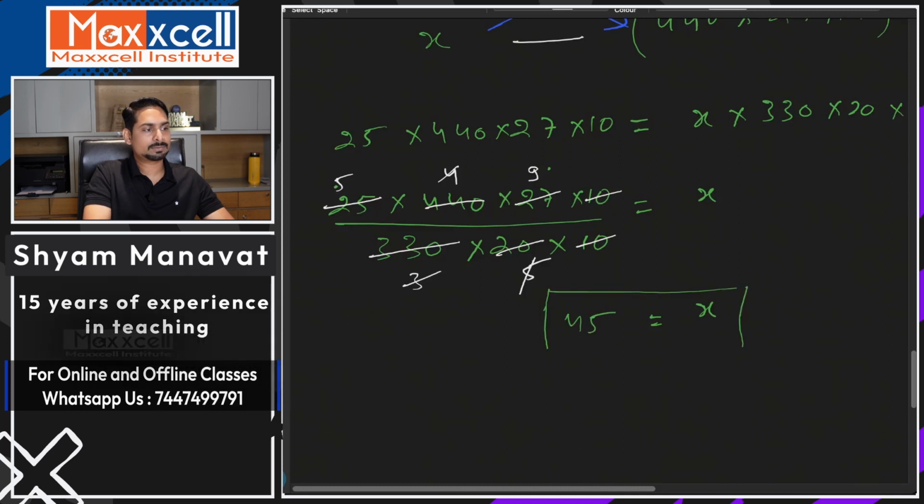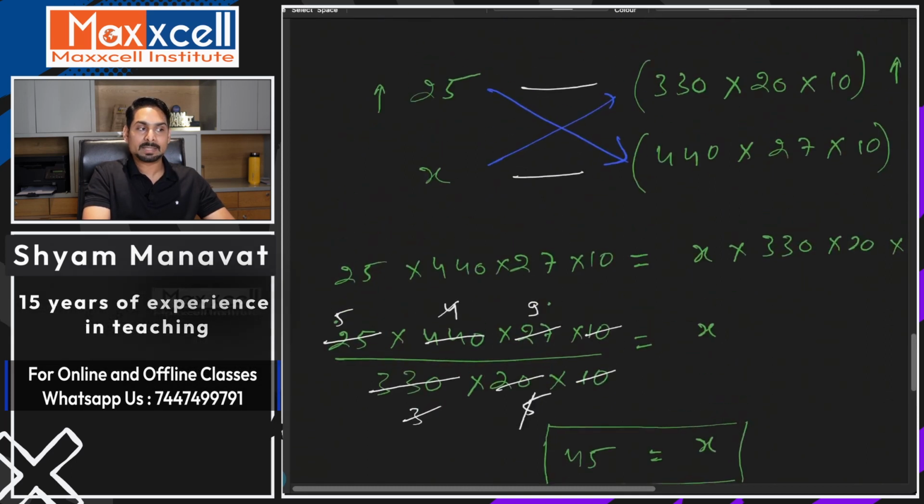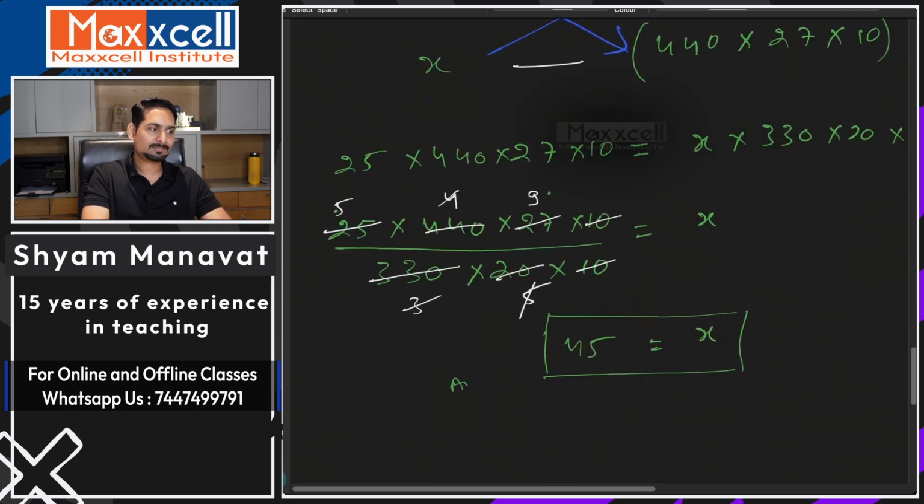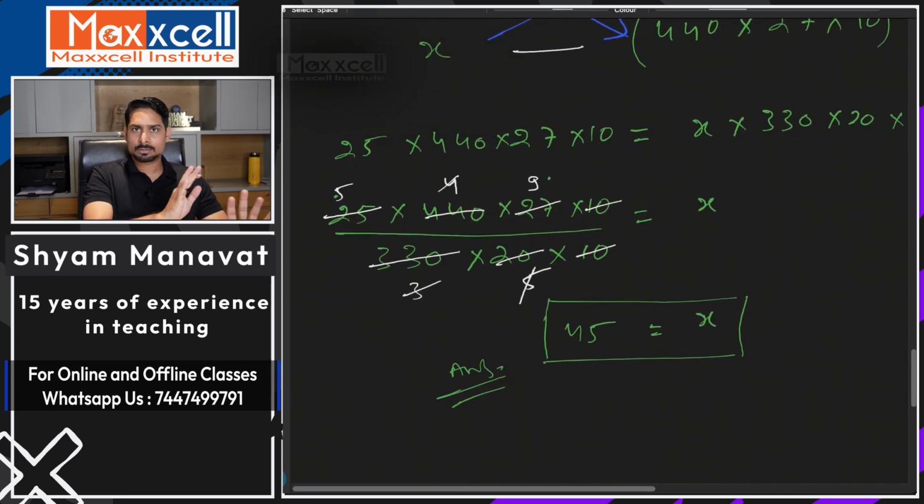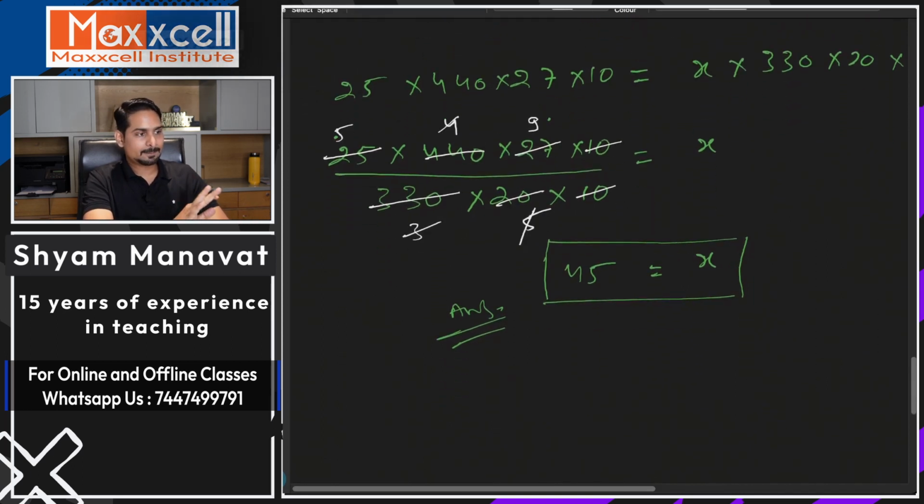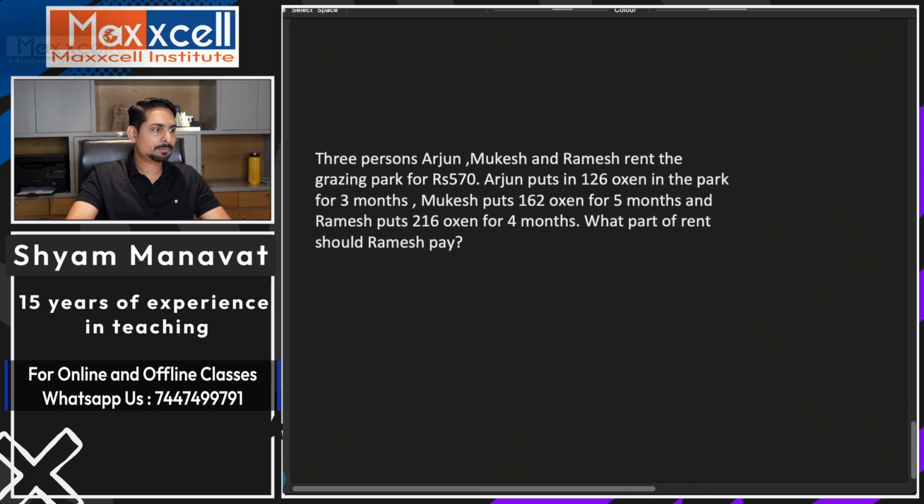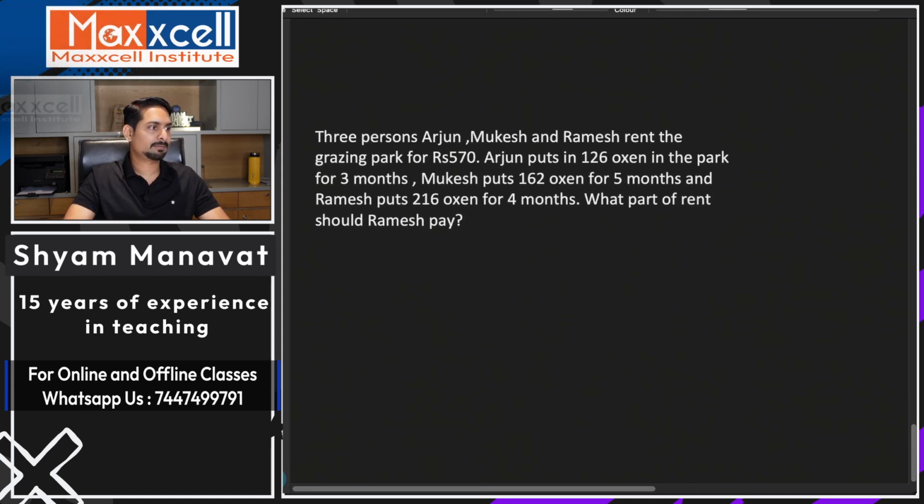So this is the cost which you have to pay for printing a book having 440 pages, 27 lines in each page and 10 words in each line. That's your answer. That's what the question asked. Okay, so far so good. I hope things are going well with you. If yes, let's look at the next question.